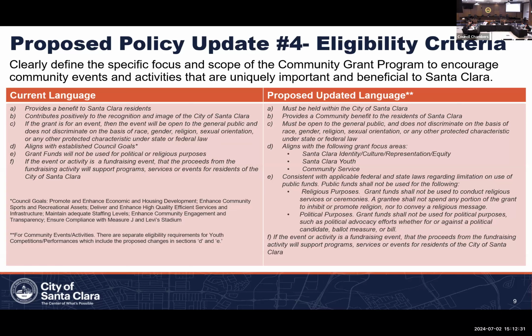Council goals are adopted to prioritize and focus the efforts of the city's government and may not be applicable to the community events and activities that participate in the community grant program. Instead, the proposed policy asks that applicants demonstrate that the event, activity, or competition will align with established grant focus areas, which are Santa Clara youth identity, culture, representation, equity, Santa Clara youth, and community service. Additionally, the proposed updated eligibility criteria adds clarifying language to an existing provision to include a definition of political and religious purposes consistent with federal and state laws regarding limitations on use of public funds. Next slide, please.